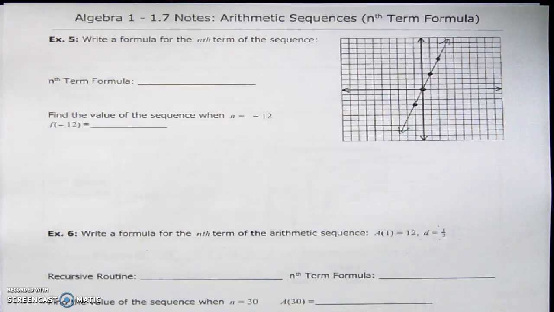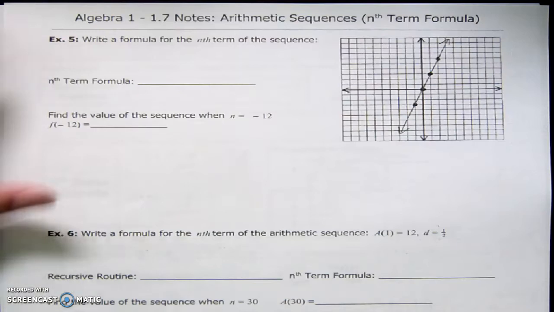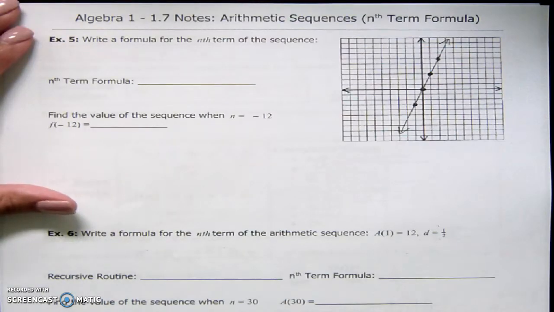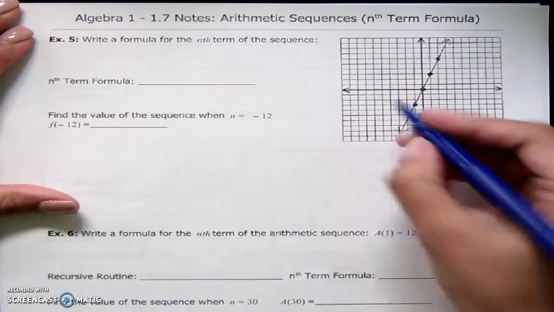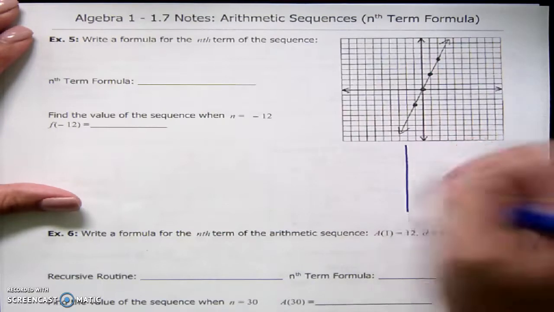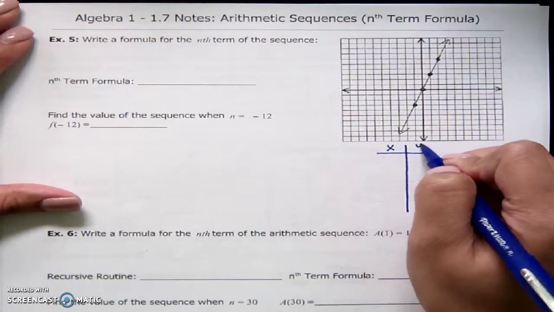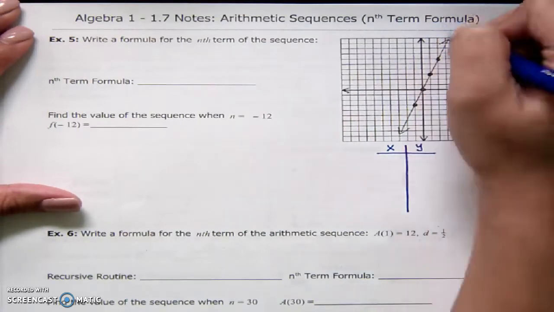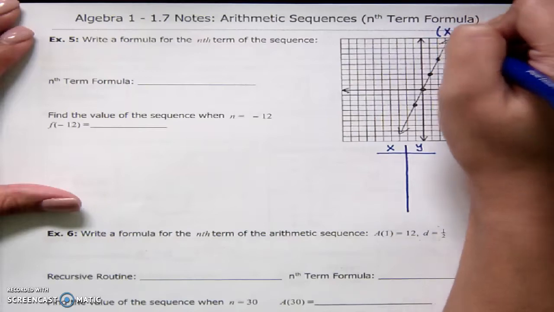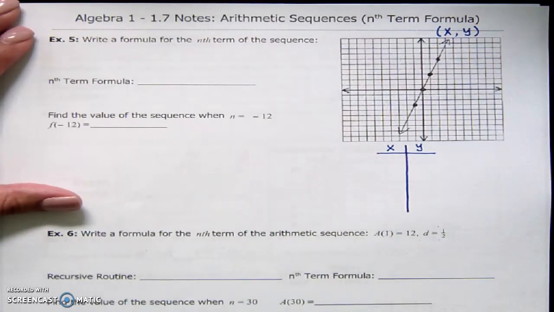For the second part of the notes, we're going to be writing the nth term formula, but this time we're using a graph. So on the other examples, we had the sequence and we were able to create the table. Well, I can still create a table from this graph. So when we create a table, remember x is on the left and y is on the right. When you are writing an ordered pair, x is on the left, y is on the right.